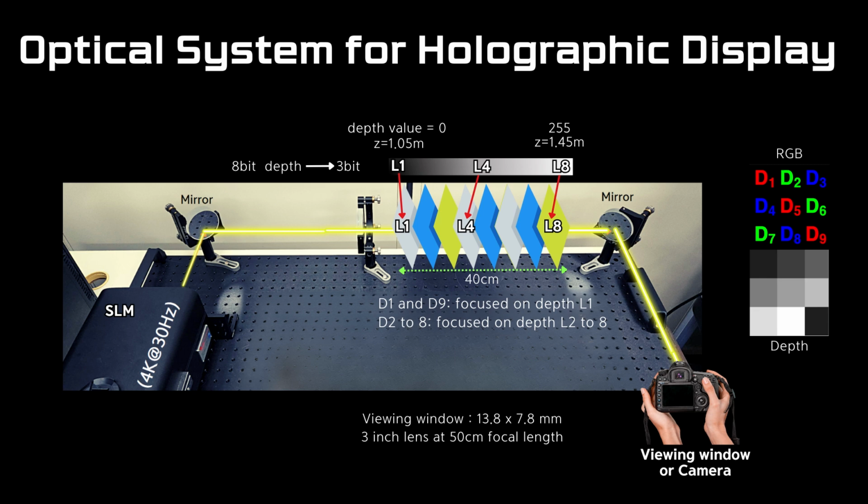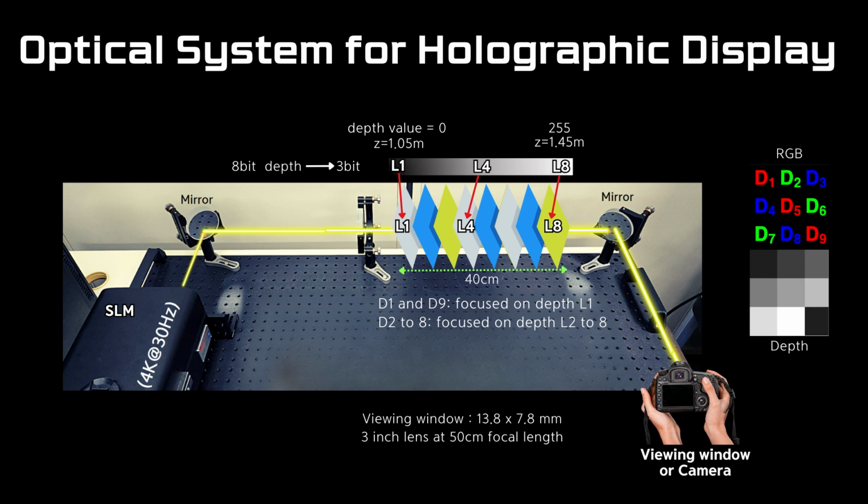The optical holographic reconstruction system adopts a viewing window method. A 3-inch lens with a focal length of 50 centimeters was used. Viewing window of 13.8 mm was obtained by arranging the SLM and lens. The 8-layer-based volumetric hologram generated by RHP system is optically reconstructed at 1.25 m in front of the SLM, with the volume thickness of 40 centimeters.